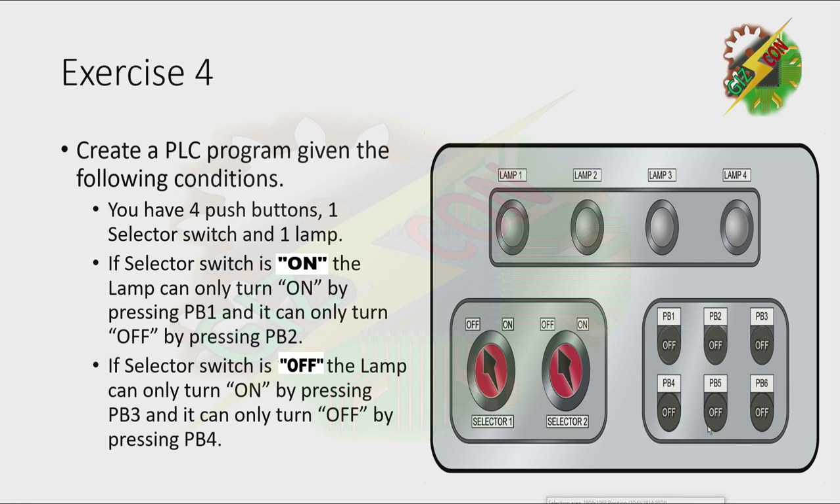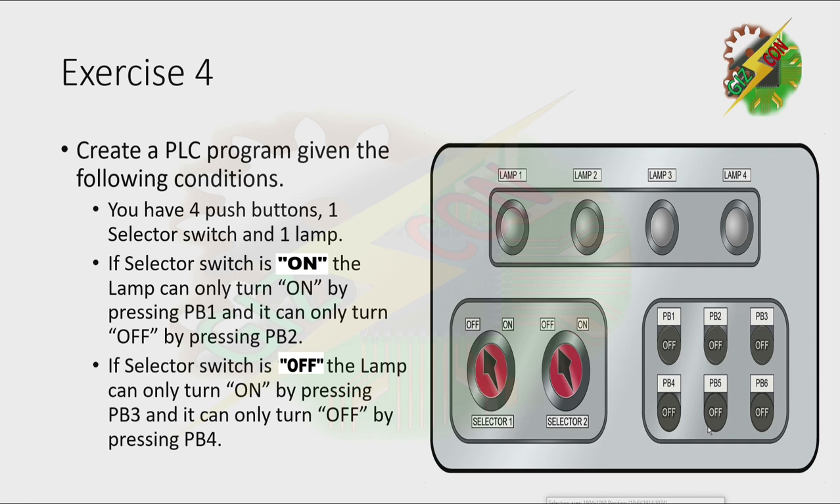Now let's have our demo. Let's turn on selector switch. Let's press PB1. Lamp will turn on. Let's press PB3. Nothing will happen. Let's press PB4. Nothing will happen also. Then, let's press PB2. Lamp will turn off.